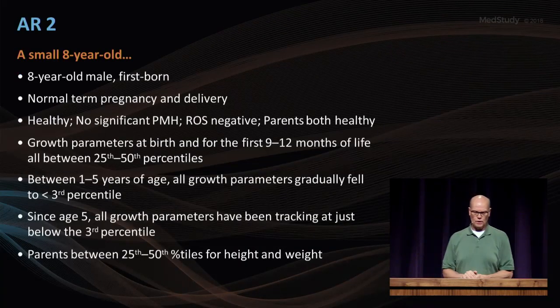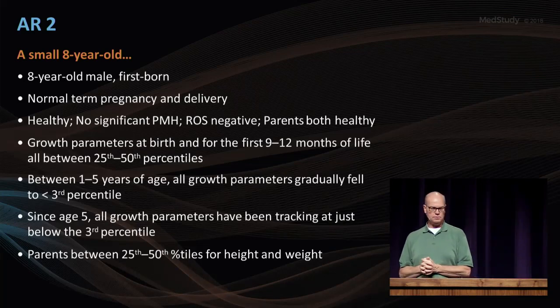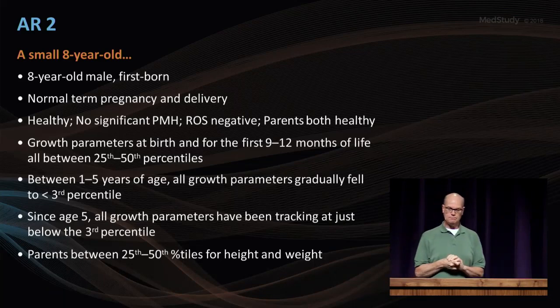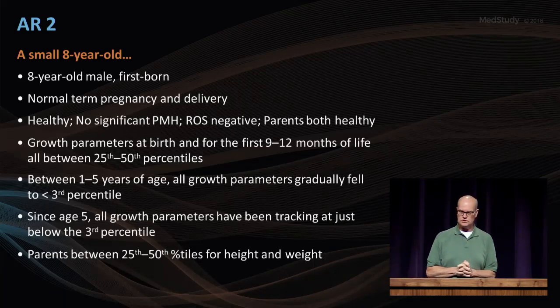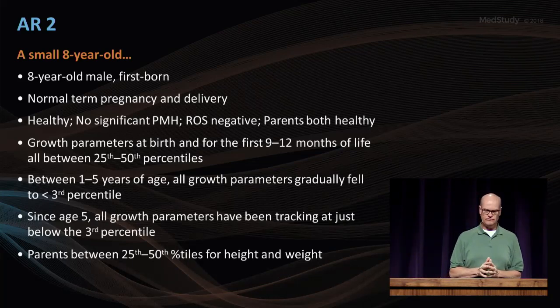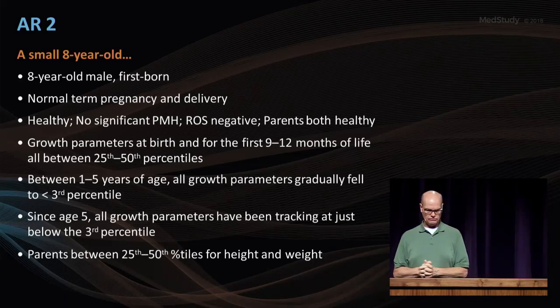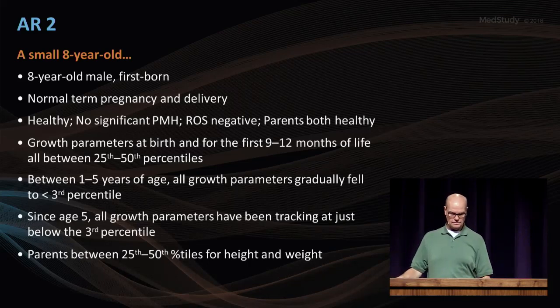All right, so second question. This is a small 8-year-old, firstborn, no problems during pregnancy, healthy with a negative history. Growth parameters at birth and for the first several months were around the 25th to 50th percentiles. Then they crossed percentiles. All growth parameters gradually fell to around the 3rd percentile, and they have stayed that way at least over the last several years. Mom and dad are in the 25th to 50th percentiles.